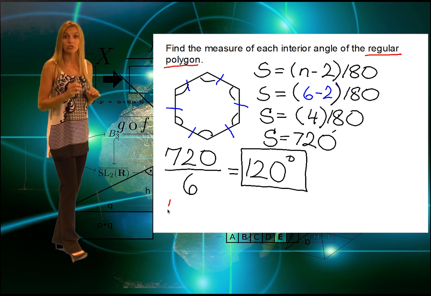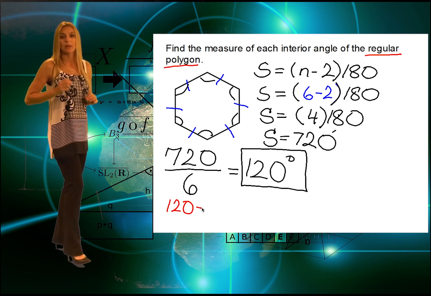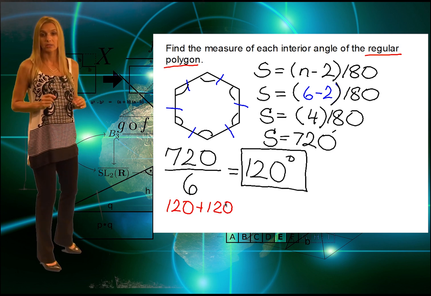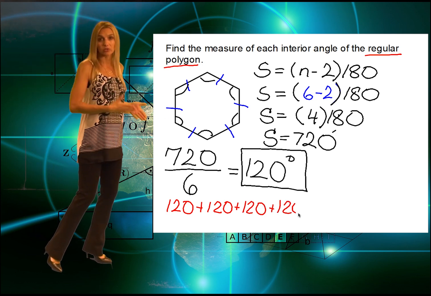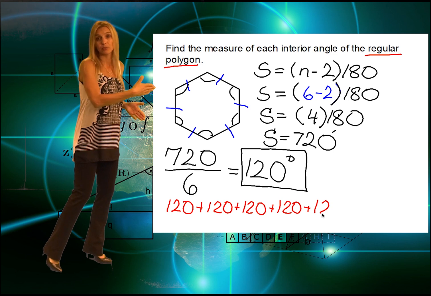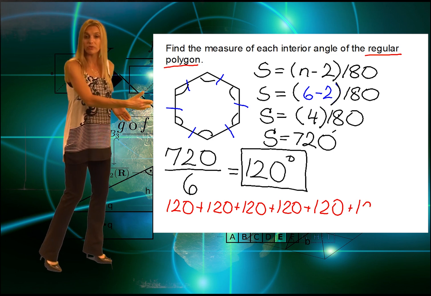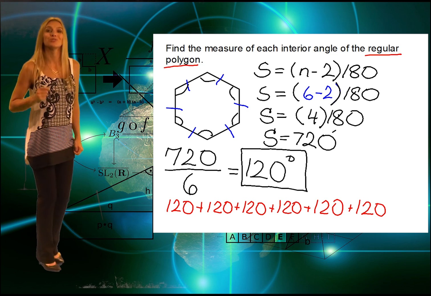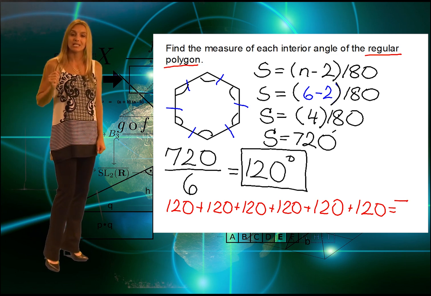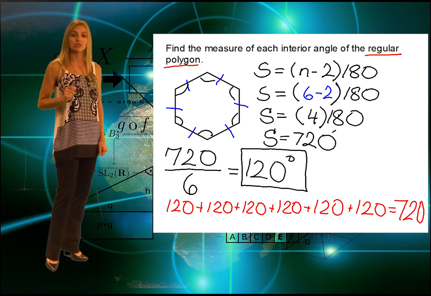That means they should add up to 720. Let's make sure that we are correct. Let's add up all of these 6 angles, right? So 120 added to itself 6 times. And if you do that, you will get 720 degrees. So we did solve this correctly and our answer checks.